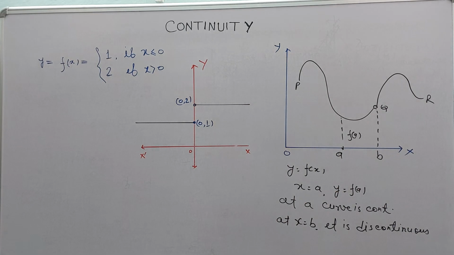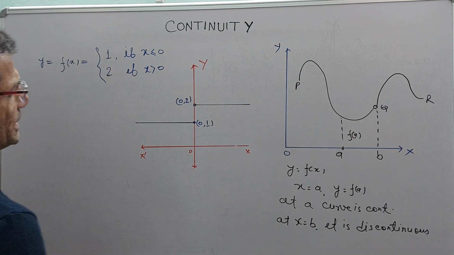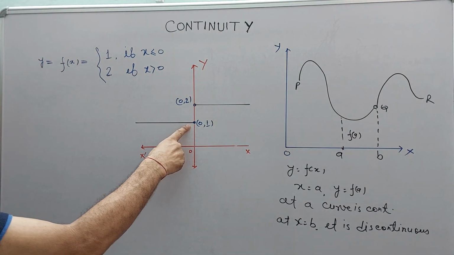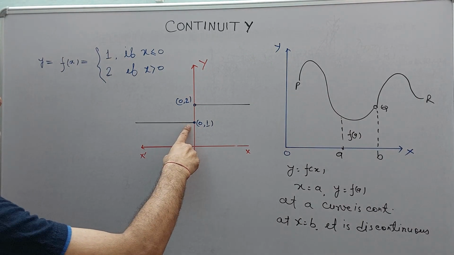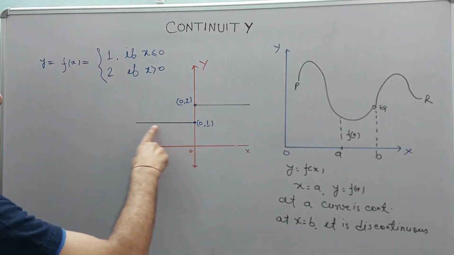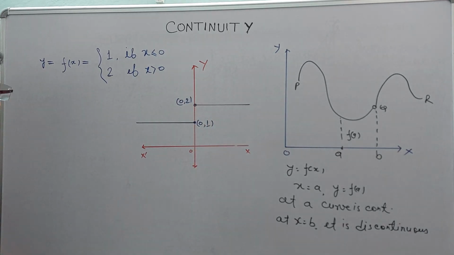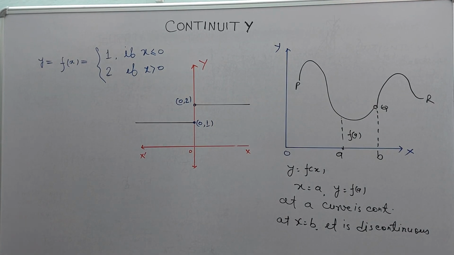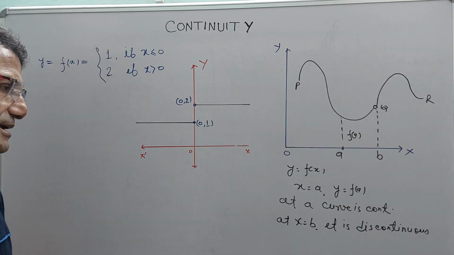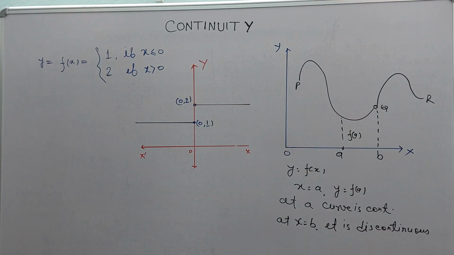So now if I approach 0, at the point of 0, it seems that the curve is discontinuous, because this is one curve and this is another curve, so it is definitely discontinuous, not continuous. So we have to prove it mathematically, using limits.